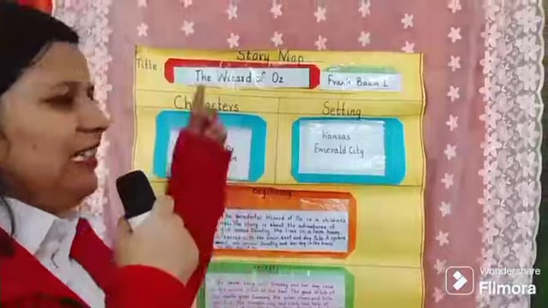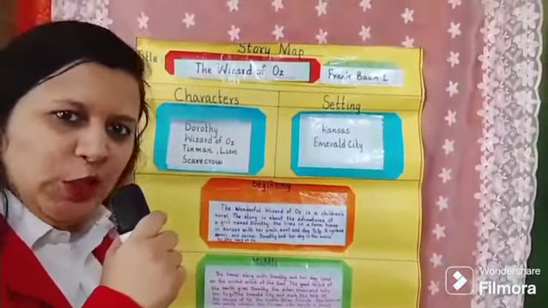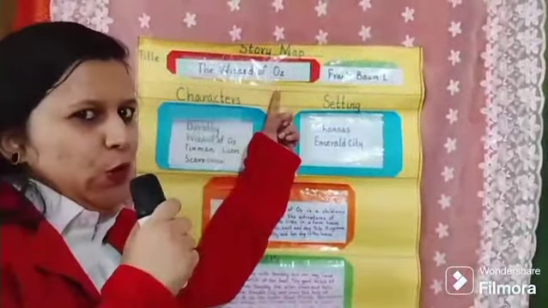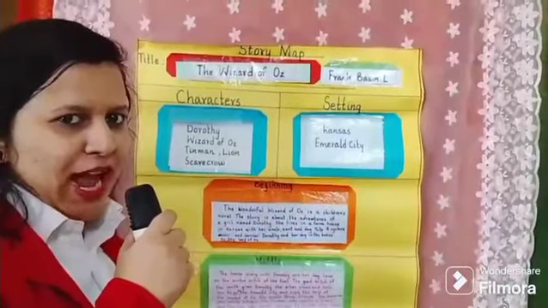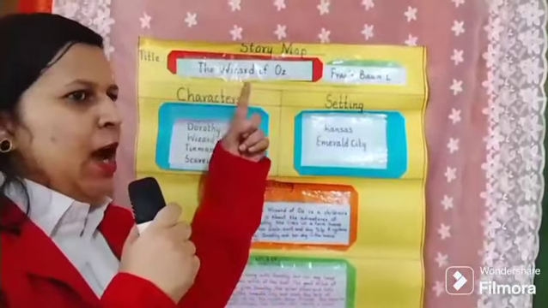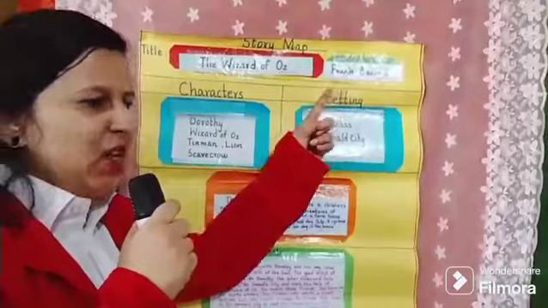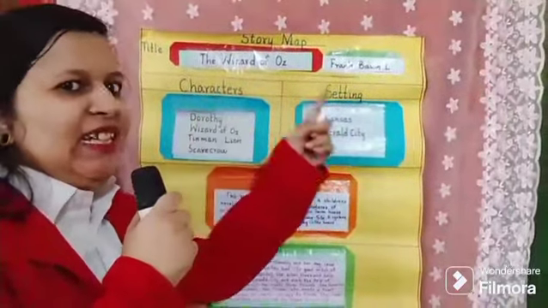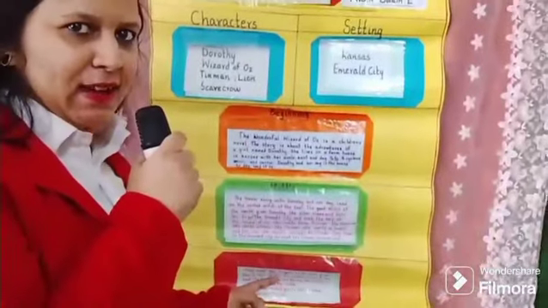Today's video is going to be all about how to write a story. Let's get started. This is a story map of the story The Wizard of Oz. The story should have a title, the author if any, characters, settings, beginning, middle, and end.